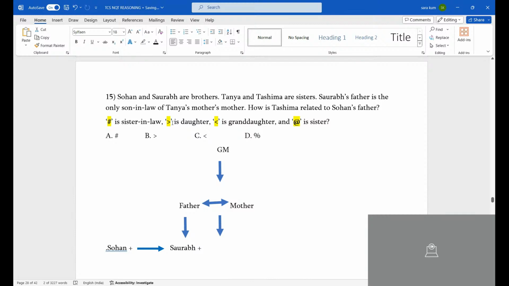For daughter, you have to use this symbol. So option B is the correct answer. Okay, for daughter, you have to use that symbol. And option B would be the correct answer. Let's try the next question, guys.